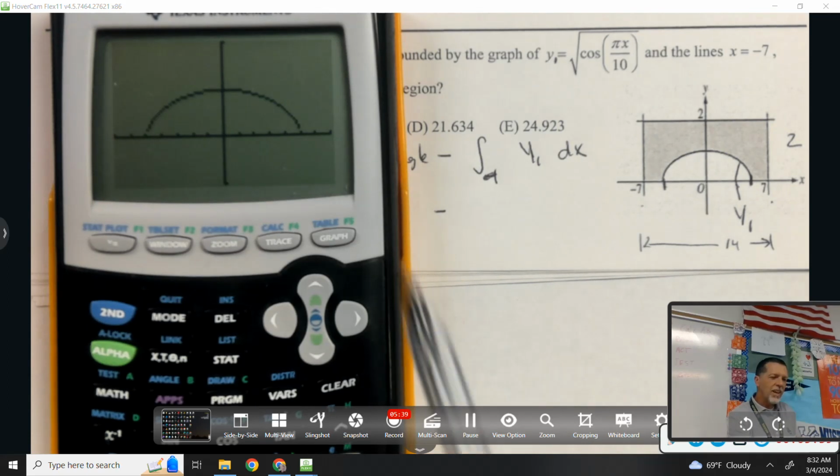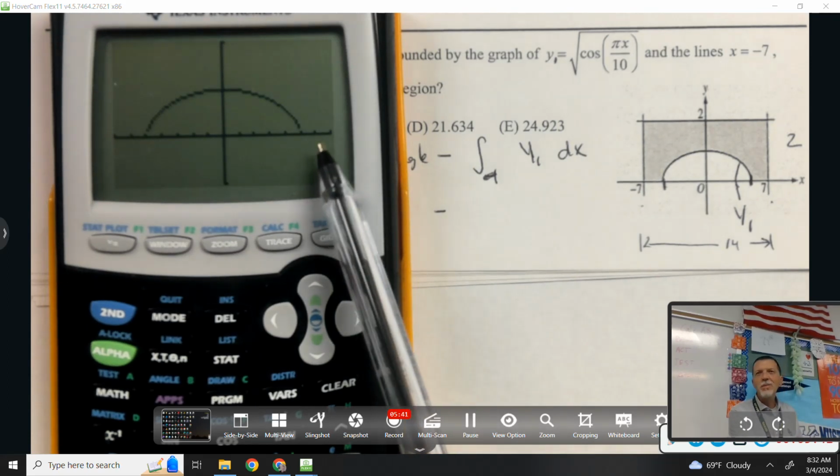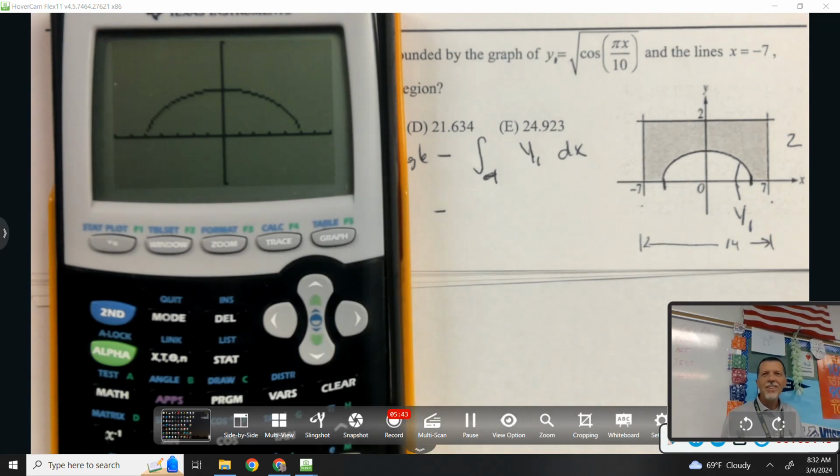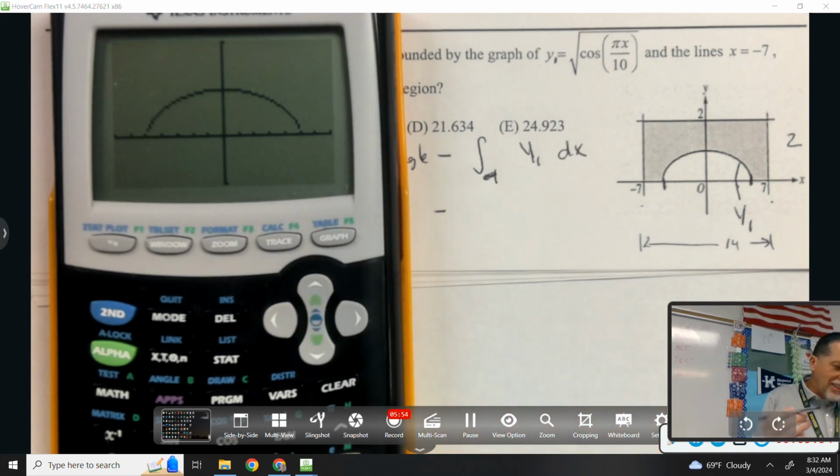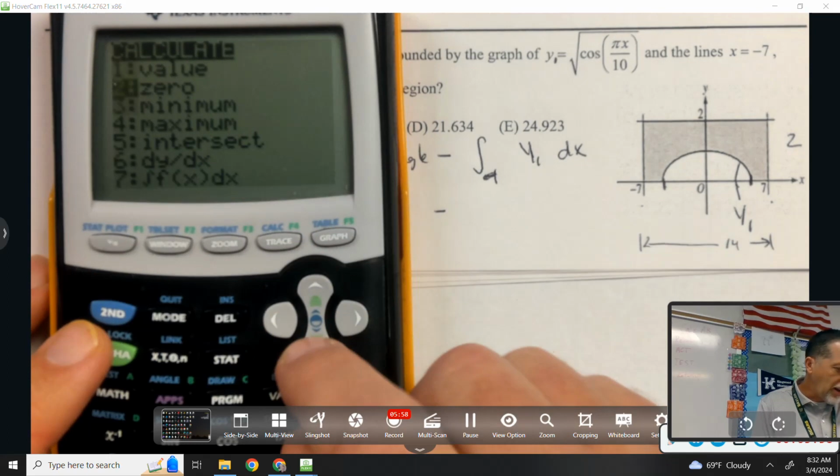Alright, it looks like it doesn't connect. This is similar to what happened on the hot tamale graph that you guys drew, where it didn't quite connect. You weren't sure what was going on. It's just that the calculator connects the dots, and if it doesn't get a dot, then it doesn't connect them. So it looks like it doesn't go all the way down. Let's see if we can figure it out, though.